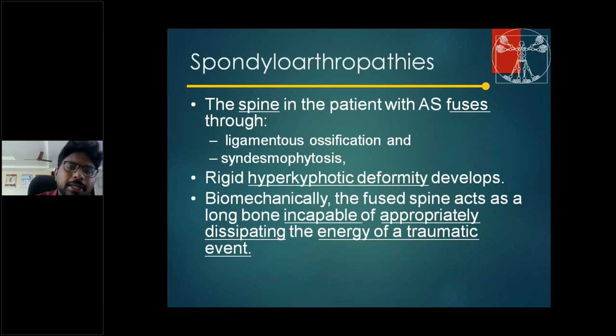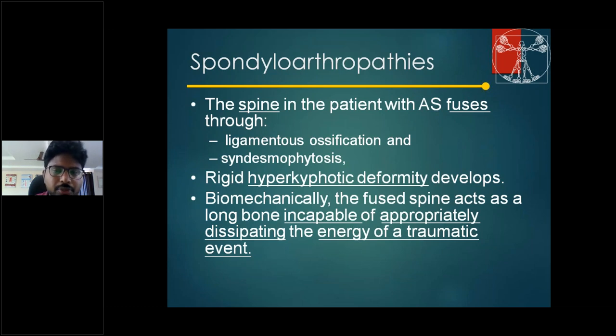The spine, what will happen ultimately? There will be erosions and new bone formation, which causes the spine to fuse. In ankylosing spondylitis, the spine will be fused, which will cause ligamentous ossification and syndesmophytosis. That is called bamboo spine. That means the patient's whole spine will act as a stick. There will not be any joints. It will be like bending a stick. So it will be very stiff.